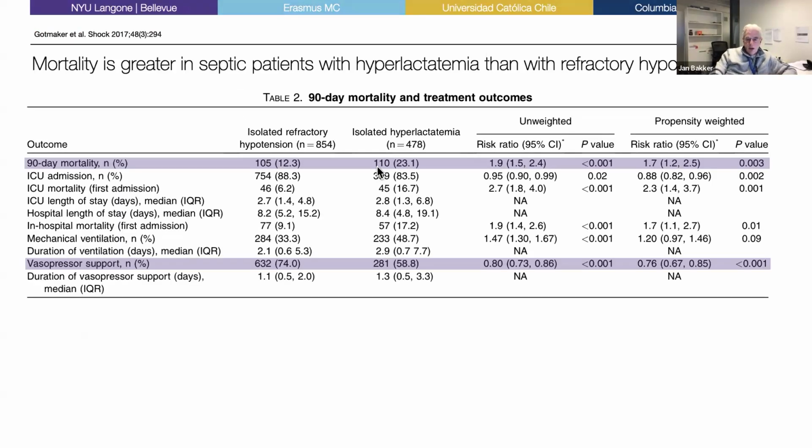This was a study from Australia, and they looked at what's the difference between having a lactate or having hypotension without lactate. And so isolated hypotension that required treatment with a vasopressor or isolated hyperlactatemia, the mortality was much higher when you had a lactate, almost twice. And so there is a very important aspect of lactate. It tells you something is wrong and you should pay attention.